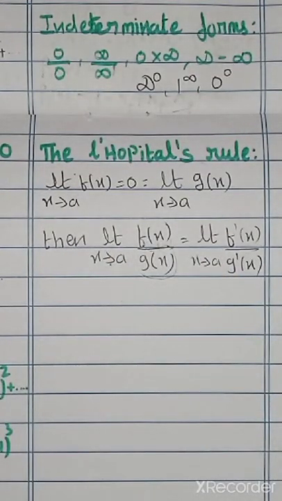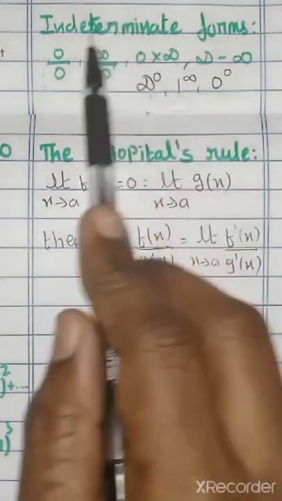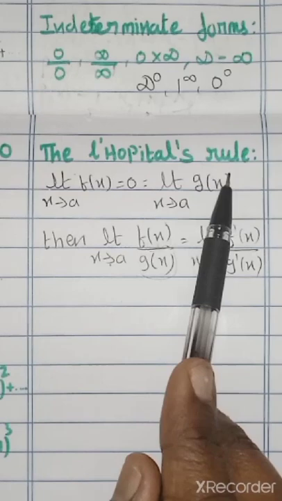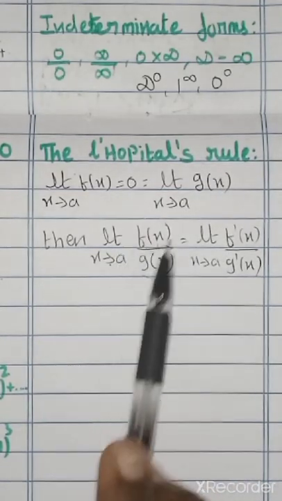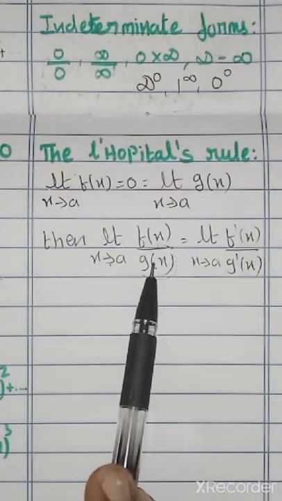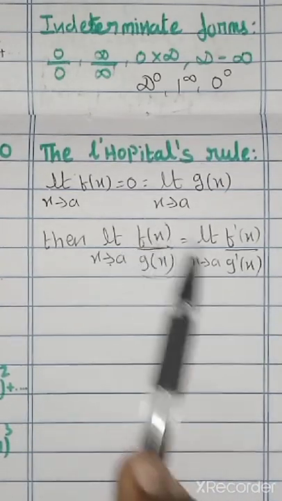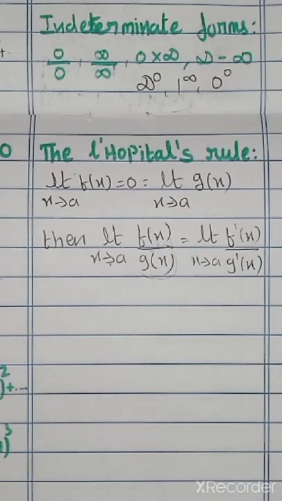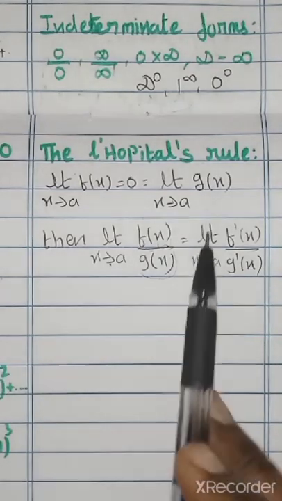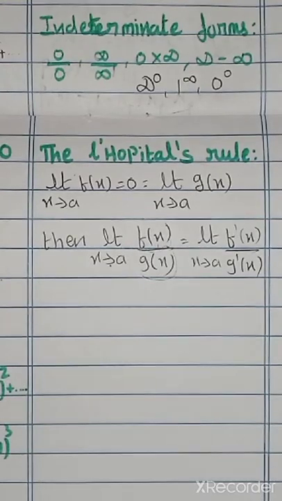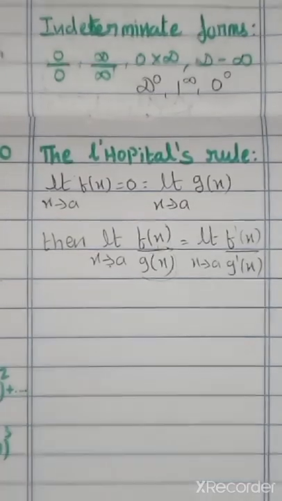That is your next topic, L'Hopital's rule. So why are we using L'Hopital's rule? To evaluate the indeterminate form. How to do the L'Hopital's rule? We have to differentiate the given function separately. That is, you have to differentiate the numerator separately and the denominator separately. That's all. So if we differentiate f of x, you will get f dash of x, and g of x, you will get g dash of x.